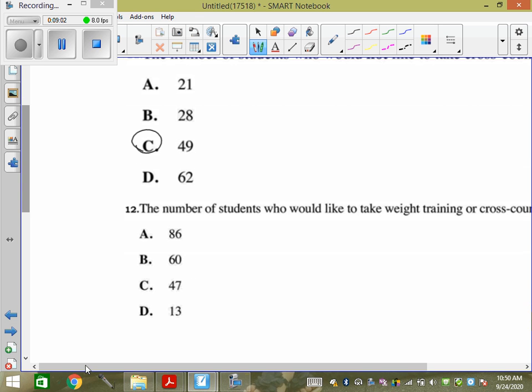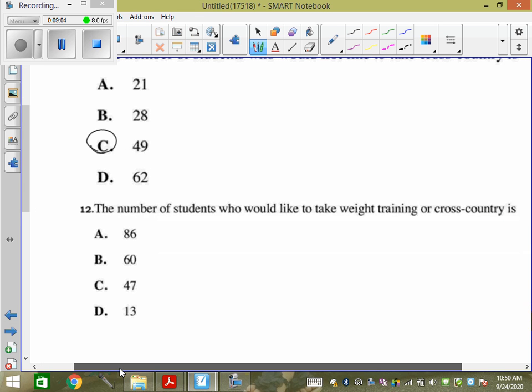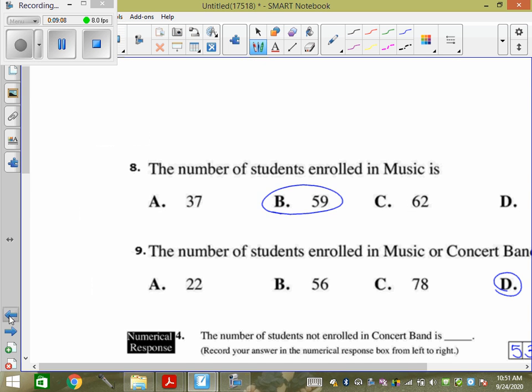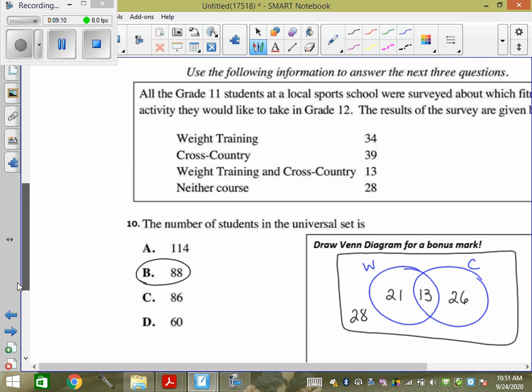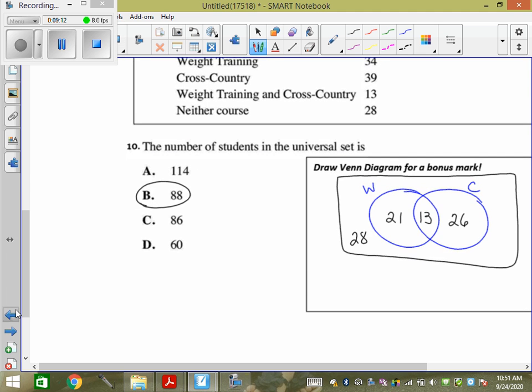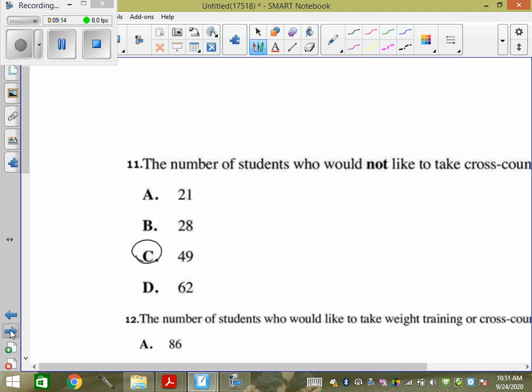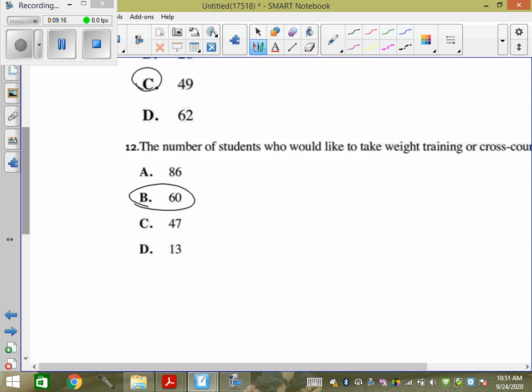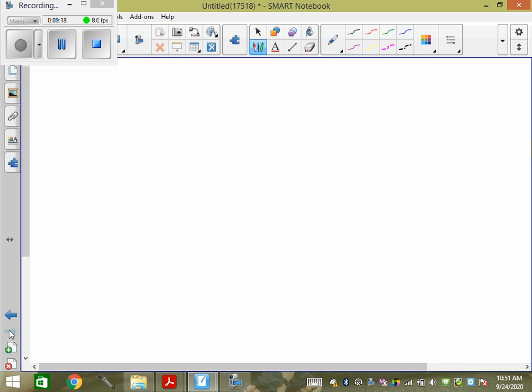The number of students who take weight training or cross country. Or means what shape? Snowman. So if I add the snowman up, I'm going to add 21, 13, 26, which is? Is that it? That's it.